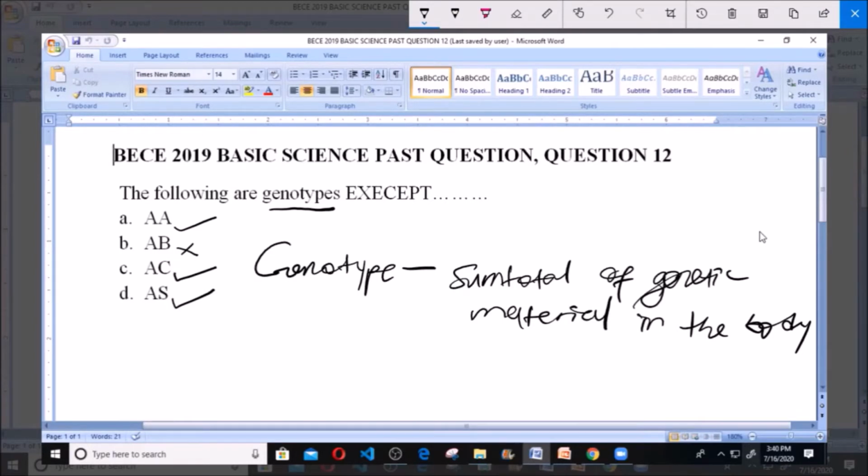So from this you will see that AB is our right answer, because AB is not a genotype, it's a type of blood group. So our answer here is AB. Thank you very much.